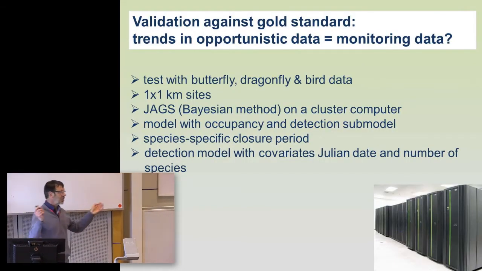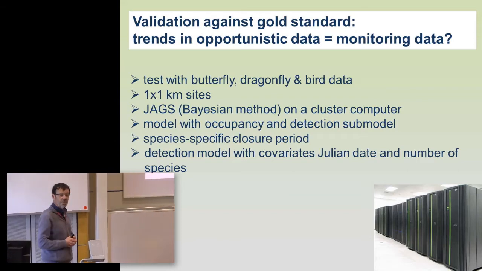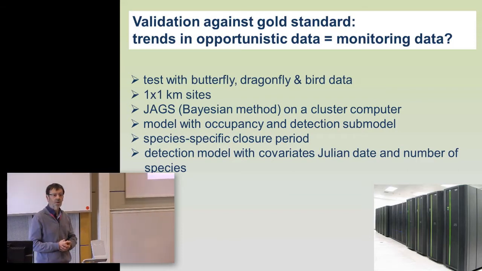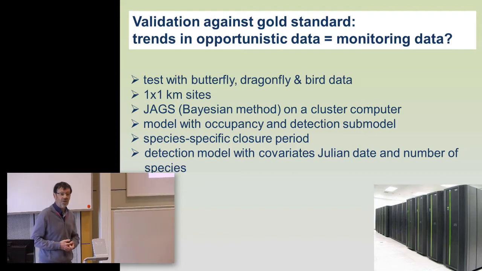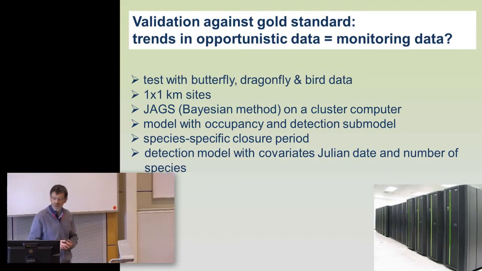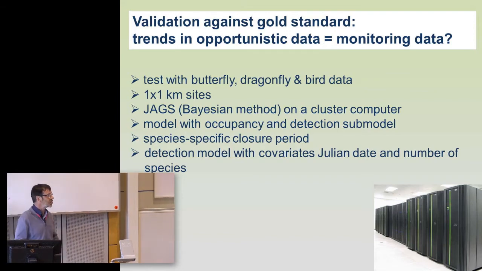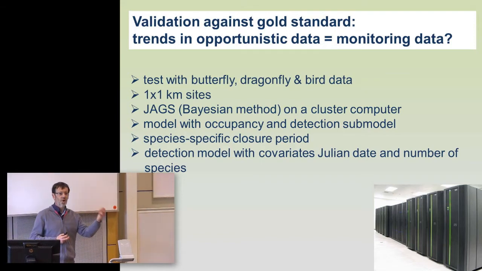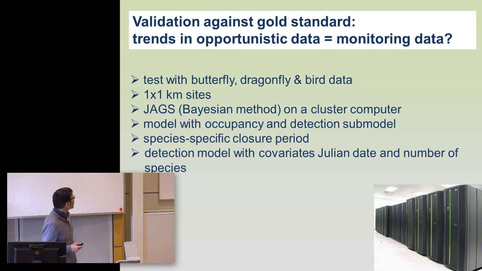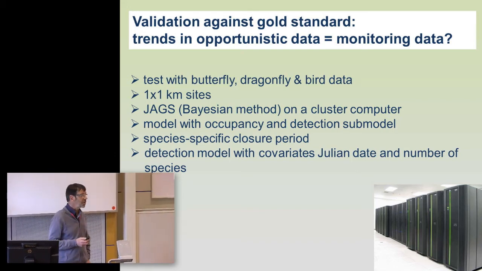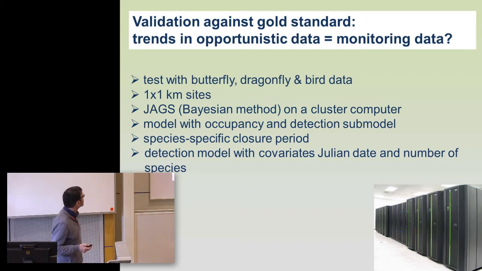Okay, well, that's all nice and interesting, of course, but the big question is, does this procedure work? So we validated it against the gold standard, the standardized monitoring data, and we asked ourselves, if we derive trends from opportunistic data for butterflies, dragonflies, and bird data, and compare them to monitoring data, does it produce the same results?